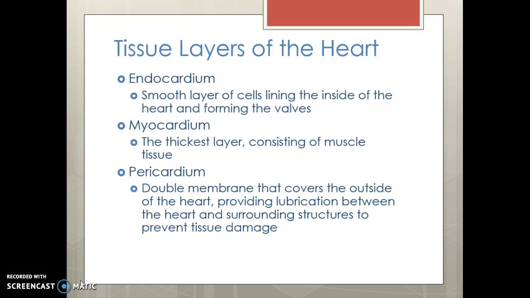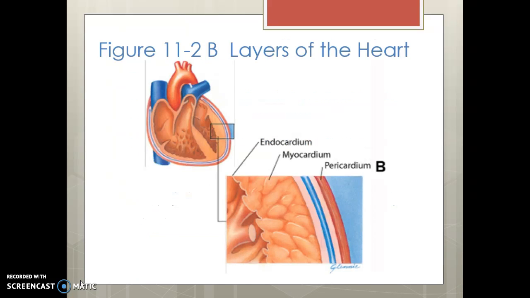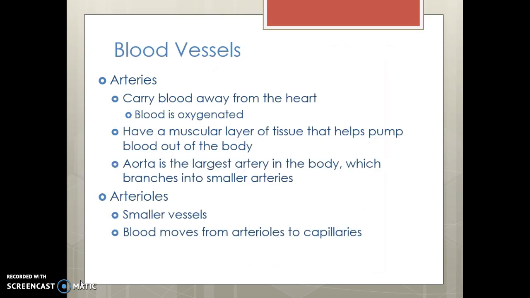So that's kind of a cool little thin layer, double layer around the top. And this is a pretty good picture of the deep, smooth tissue, that rough, ripply myocardium, and then that double membrane pericardium so that it slips and slides and doesn't get stuck on the lungs.